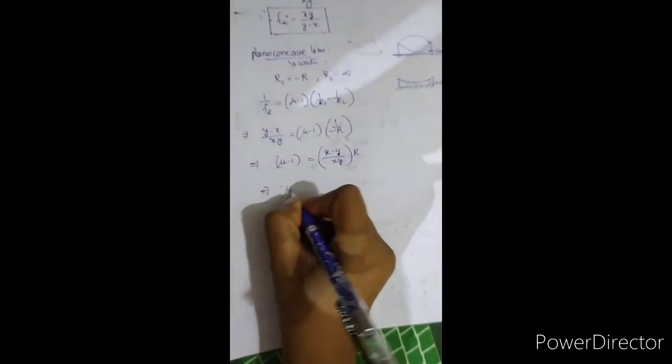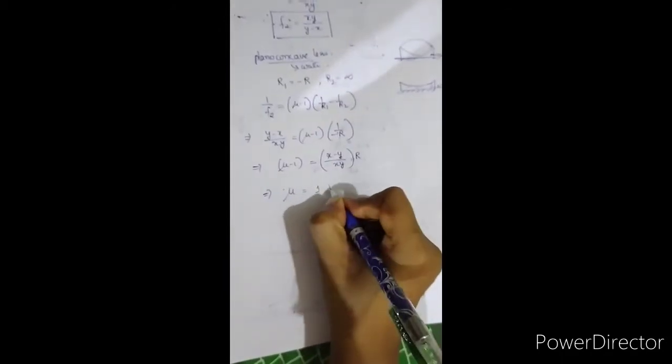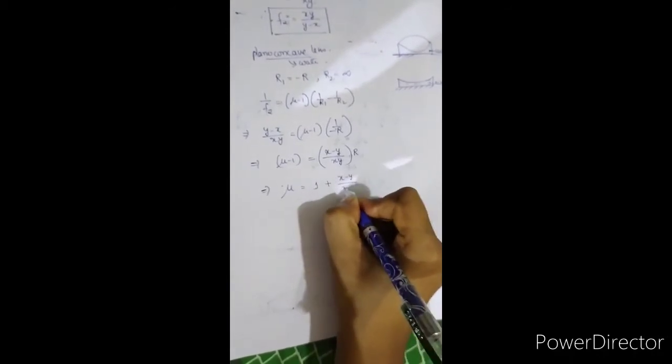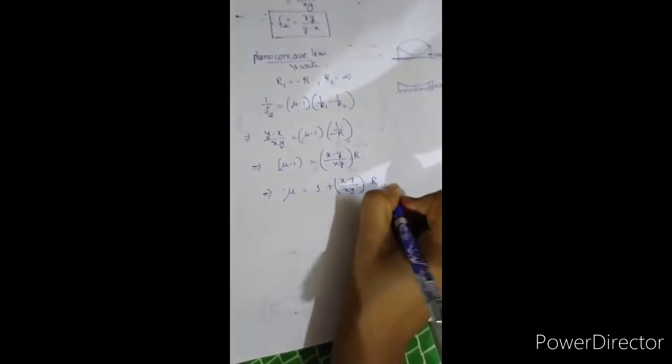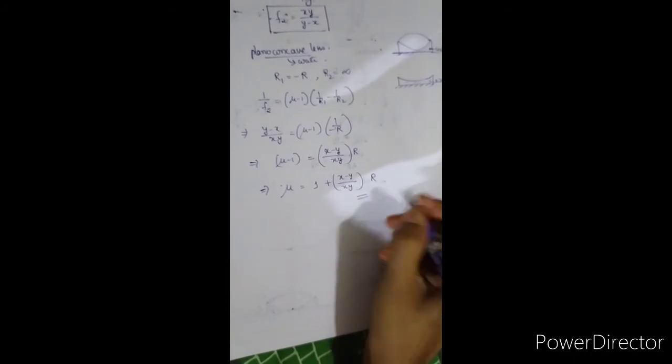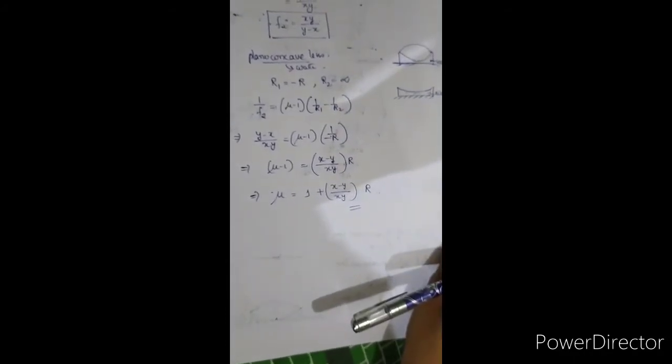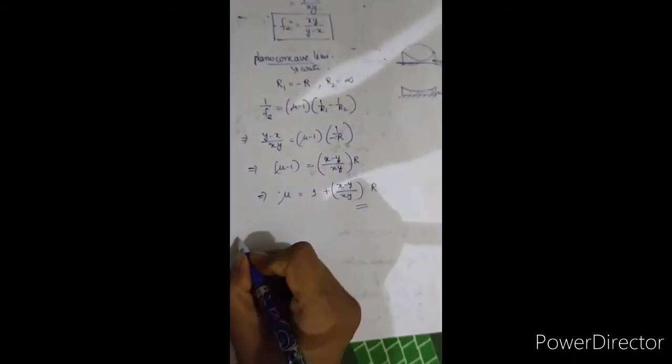So the refractive index is asked to calculate. It will be 1 plus (x minus y) by xy into R. So this is the expression for the refractive index. Hope it is okay. So next we will move to question number 3.